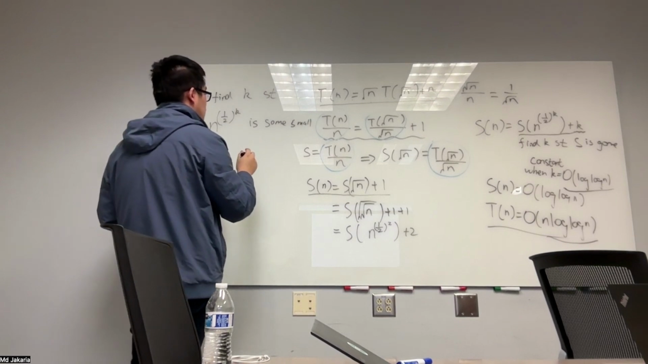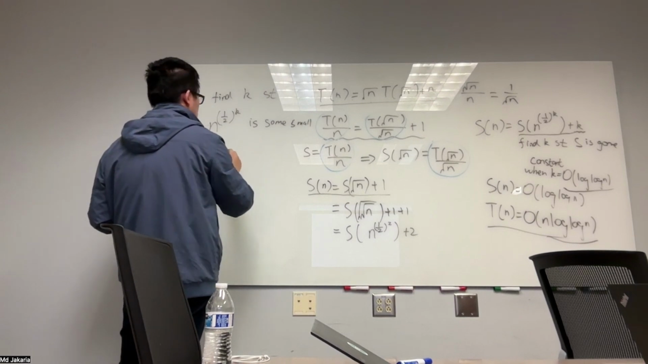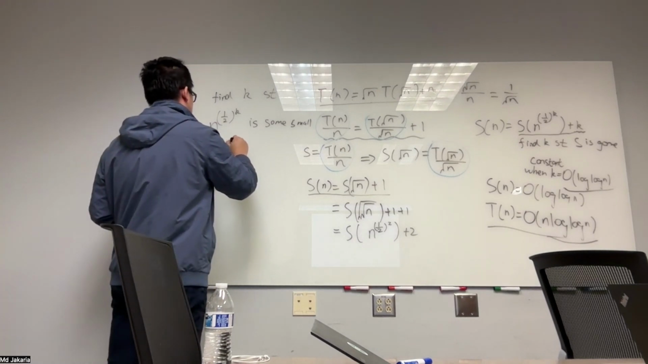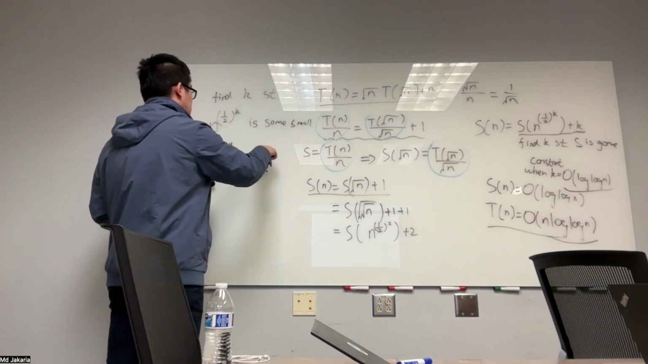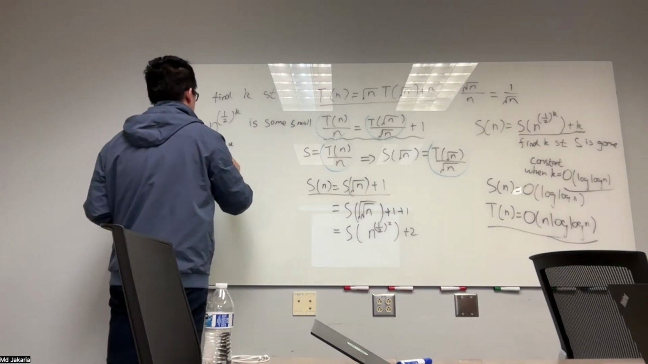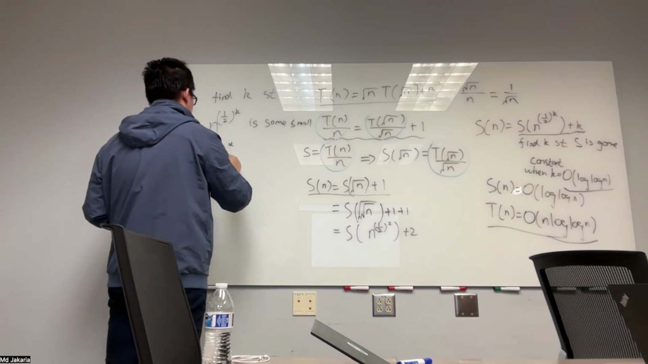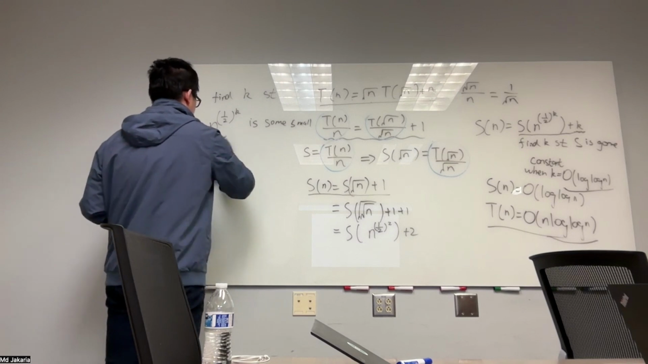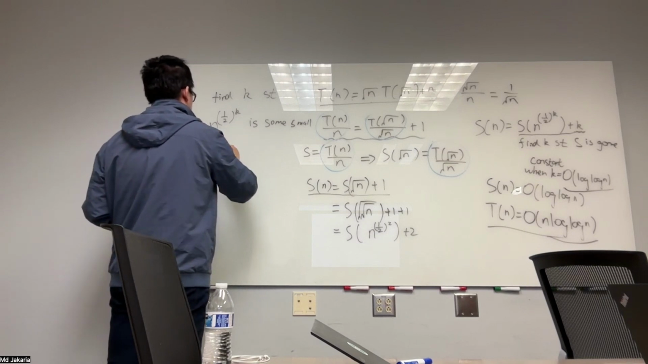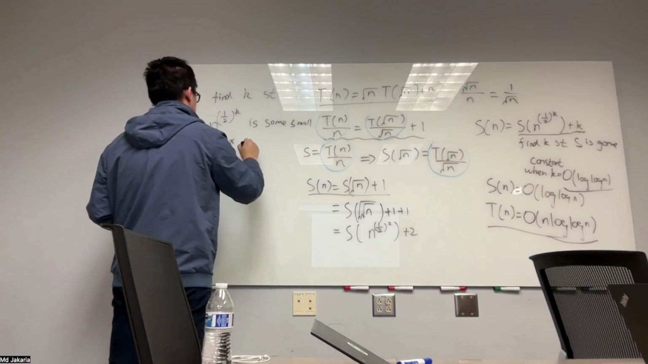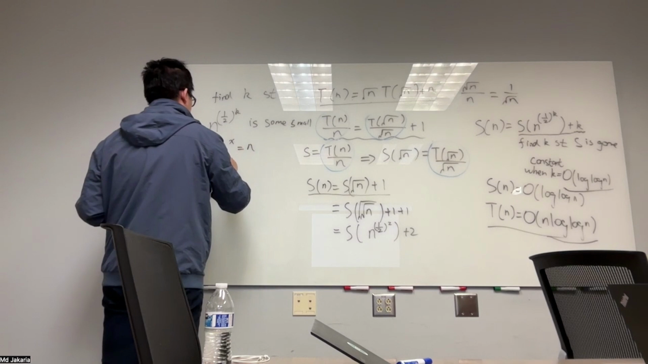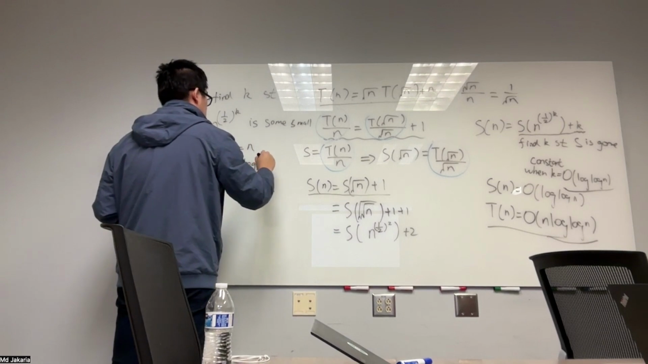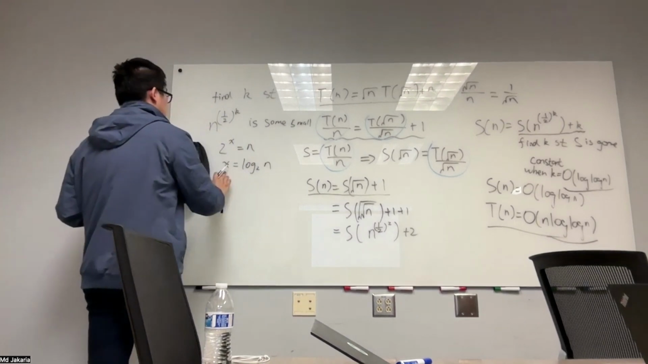Let's say we have a small constant, let's say 2, because 2 is easy to work with, and with 2 we can do something like 2 to the power of something. So let's say 2 to the power of x equals n, and then x equals log 2 n, right? Okay.